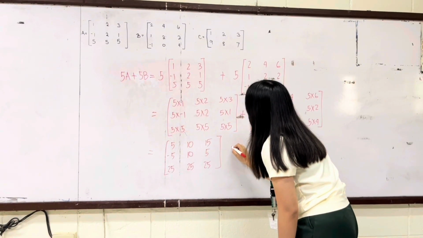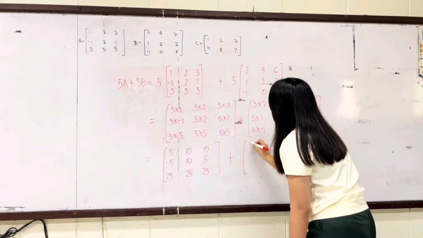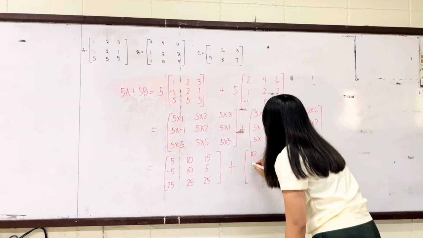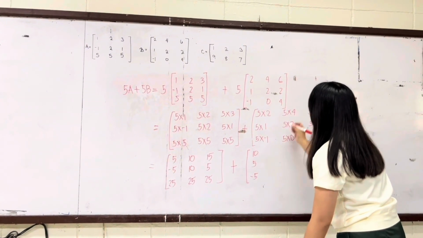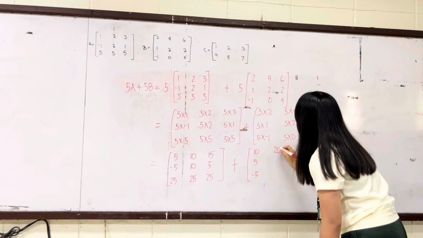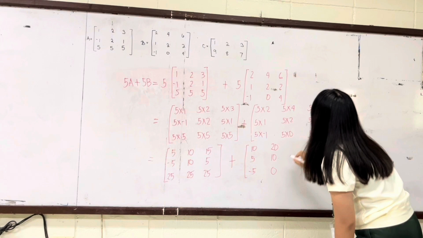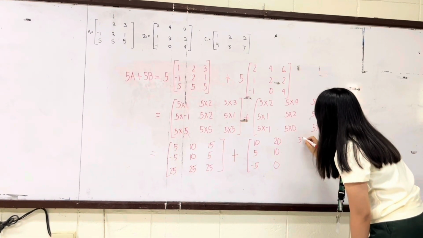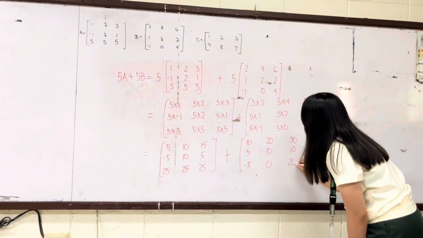And then, don't forget the addition sign. And then, 5 times 2, 10. 5 times 1, 5. 5 times negative 1 is negative 5. 5 times 4, 20. 5 times 2, 10. 5 times 0 is 0. And 5 times 6, 30. 5 times 2, 10. And lastly, 5 times 4 is 20.